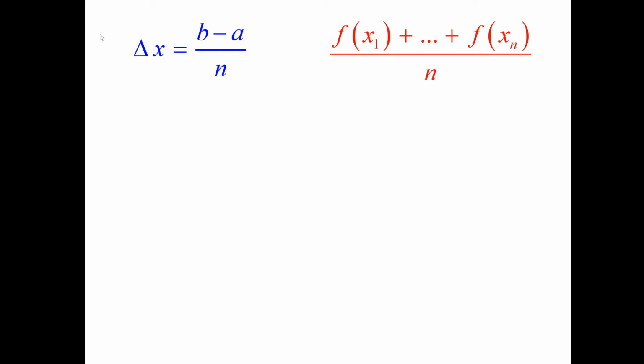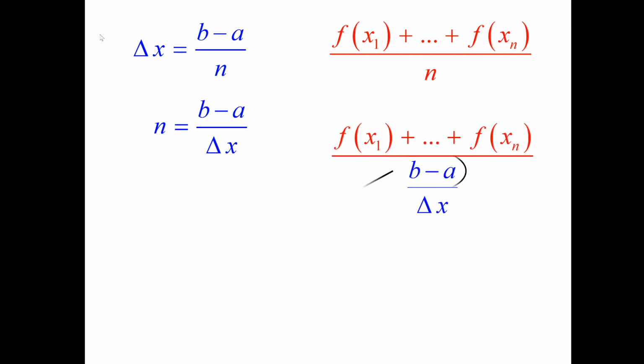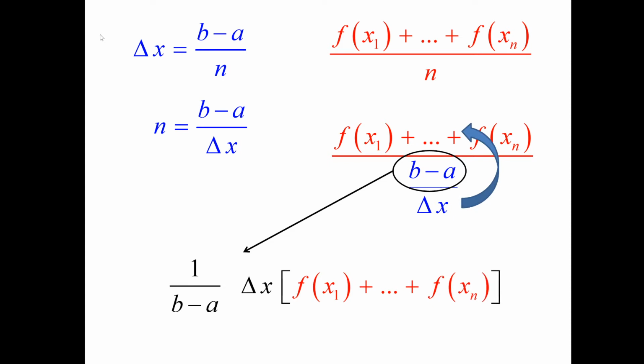So delta x is just the average distance, the width of the rectangle, and the other one is just the average length of the rectangle. Let's put this all together. n can be calculated as b minus a over delta x if we cross multiply, and then substitute that into n here. So this becomes 1 over b minus a times delta x times the quantity f of x1 plus f of x2 plus so on, all the way to f of x sub n.